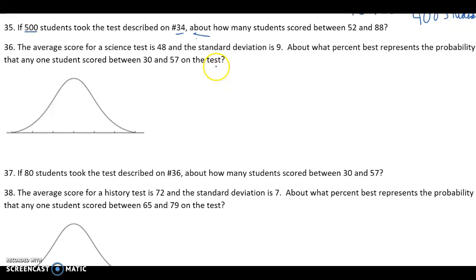Average score for a science test is 48. Standard deviation is 9. So I've got a 48 in the center, front and center. Standard deviation is 9. So I'm going to do what with that 9? Somebody tell me in their head, because it'd be really weird if you're talking back to me right now. I feel even stranger talking to the computer alone. Just if you're curious. So I'm adding 9.